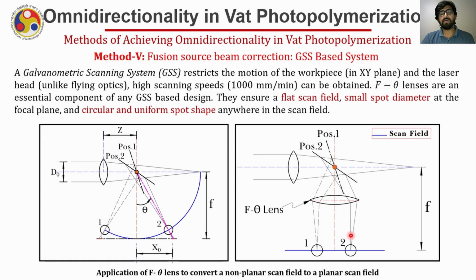If the angle now between the Vs and the direction of motion, assume that in any direction in the XY plane is 90 degree throughout, then the process will become omnidirectional because now the angle between the Vs and the Vd is consistent. So the F theta lenses are the auxiliary arrangements in the wet photopolymerization based machines where galvanometer is used for scanning to achieve the omnidirectionality.